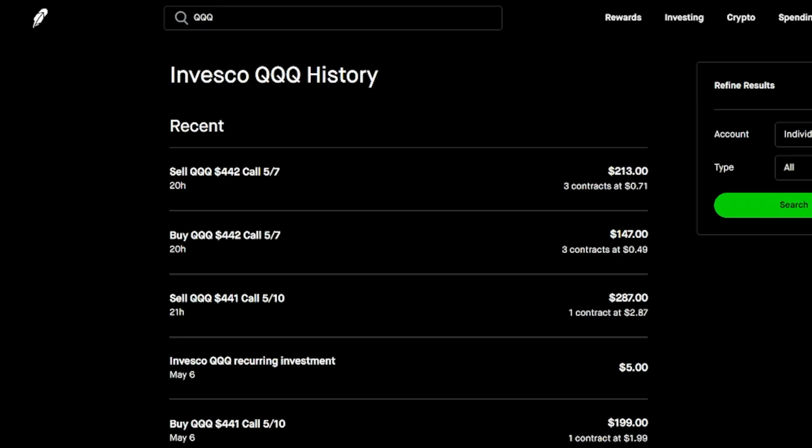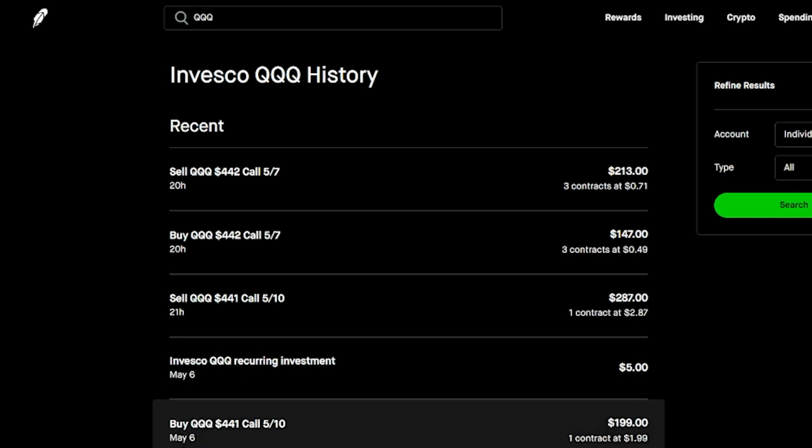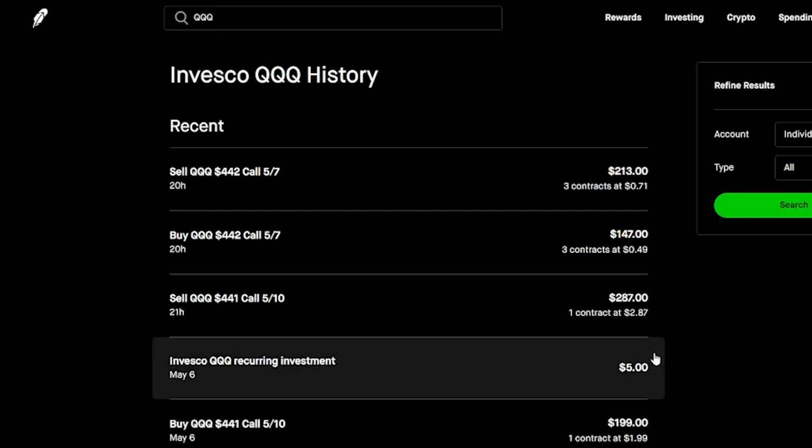All right, so here we are inside of Robinhood. So let's go ahead and look at the receipts. As you guys can see, this was the first call, which is the 441 call. This was the swing that expired on 510.